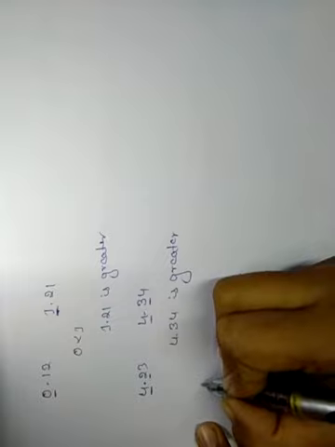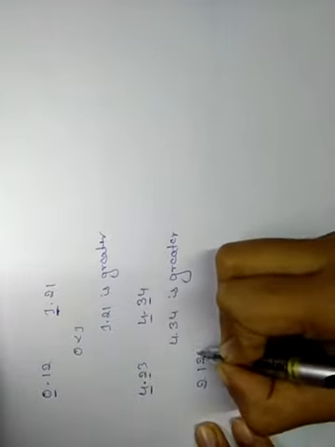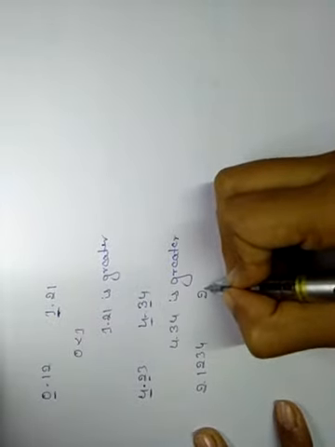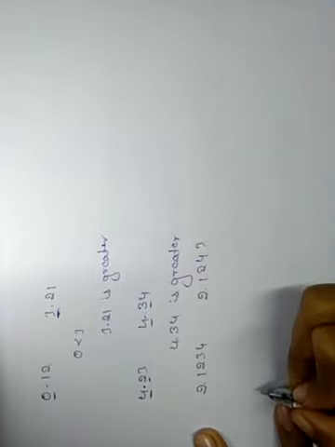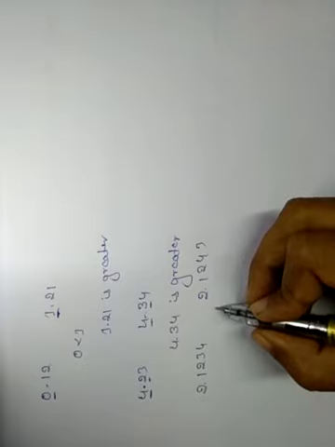And one more, 2.1234. One more is 2.1243, we will take. We have to compare each and every digit until we get a greater number, right?